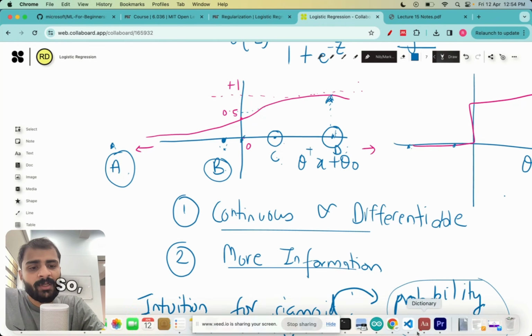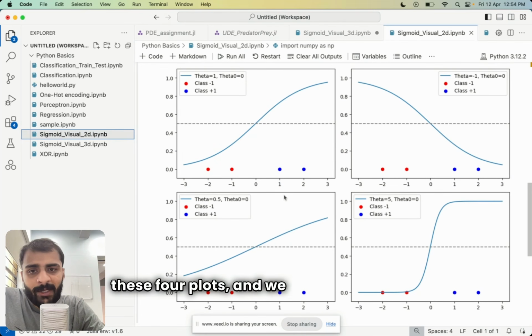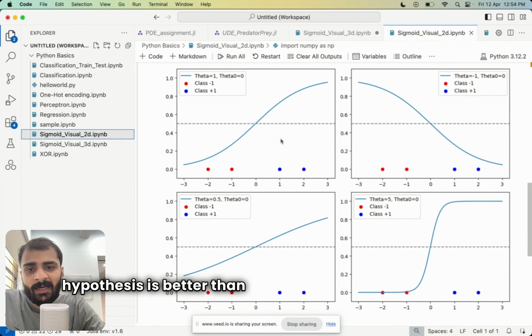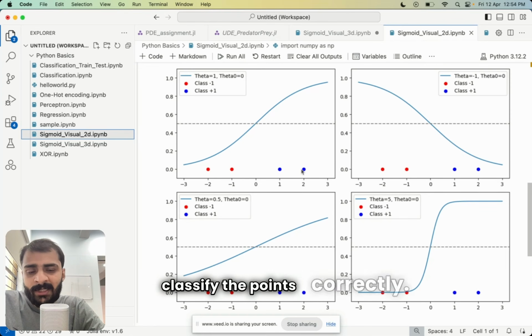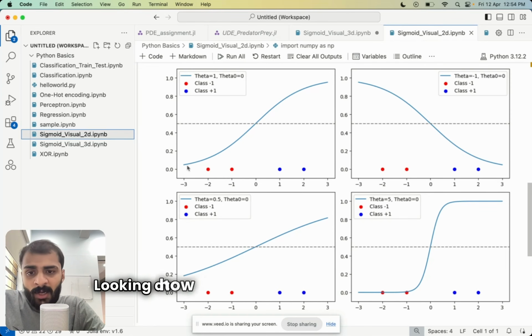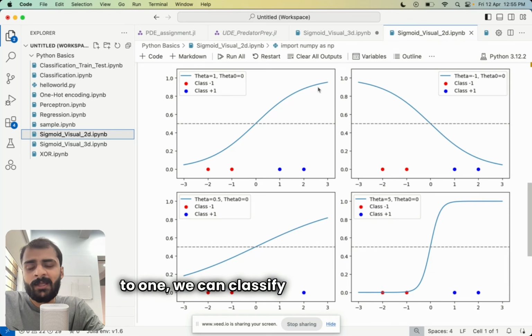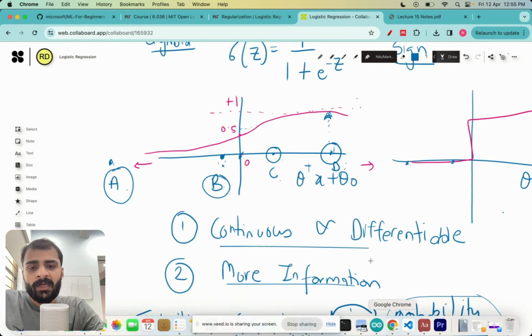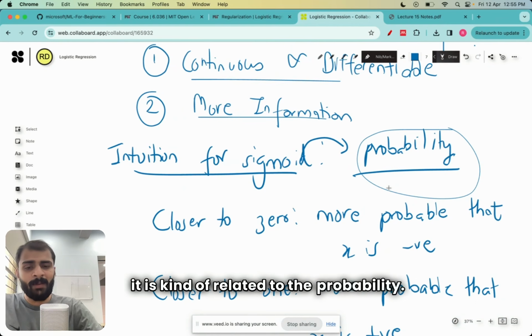So for example, we can now compare between these four plots, and we can choose which hypothesis is better than others, especially these three. Although all these three plots classify the points correctly, looking at how close the negative points are to 0 and how close the positive point prediction is to 1, we can assign some differences to the sigmoid function. We also saw an intuition for the sigmoid that it is related to probability.